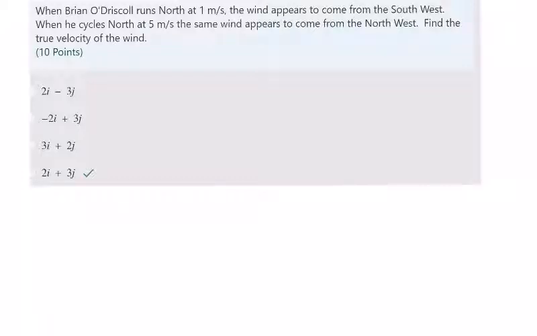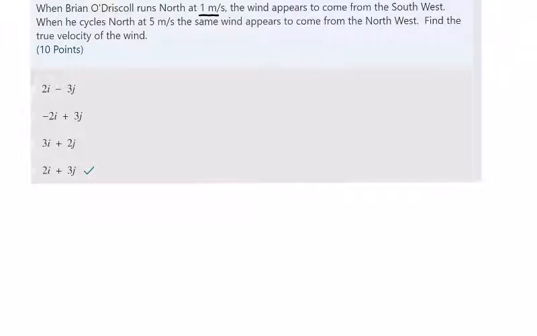So the solution to the test: when Brian O'Driscoll runs north at 1 meter per second, the wind appears to come from the southwest. So here's a little diagram. To come from the southwest, it's coming from this direction, so it's ending up in this sector, positive, positive. And we know southwest creates a 45-degree angle. So in here we can say x is going to be equal to y.